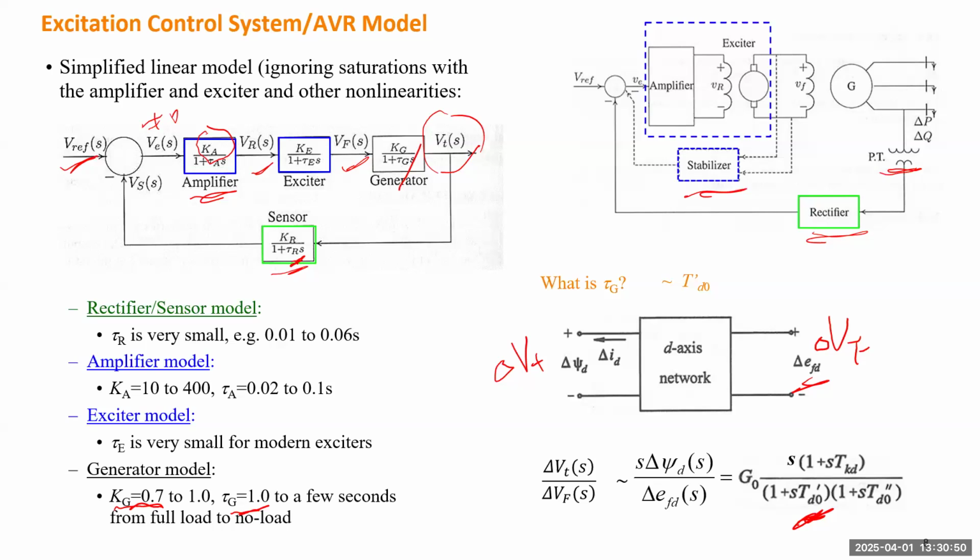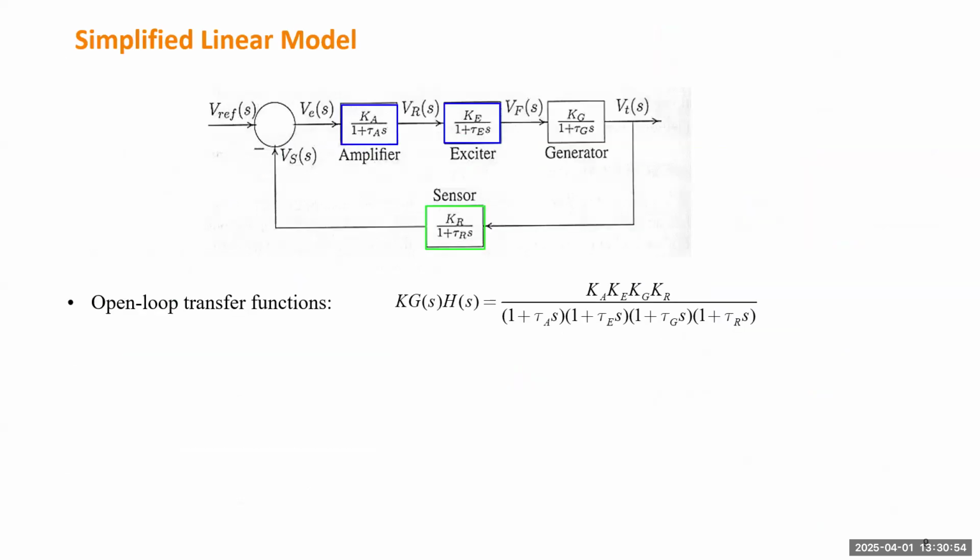All right, so this one doesn't depend on inertia. So now we can write down the transfer function. First is the open loop transfer function. The open loop transfer function is very simple. You just calculate the multiplication of all blocks, no matter if it's on the forward path or the feedback path. So it's just the multiplication of all the 4 blocks.